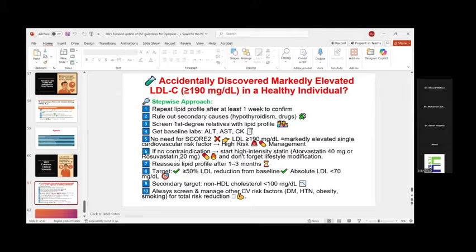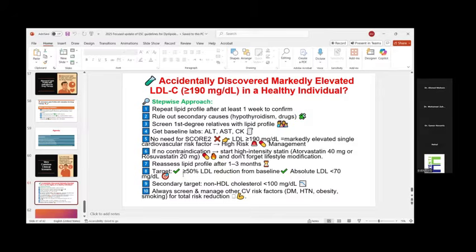If no contraindication, start with high intensity statin: atorvastatin 40 to 80 milligram, or rosuvastatin 20 to 40 milligram, and don't forget lifestyle modification. Reassess the lipid profile after 1 to 3 months. The target is 50% reduction from the baseline and to reach an absolute value of LDL cholesterol below 70.